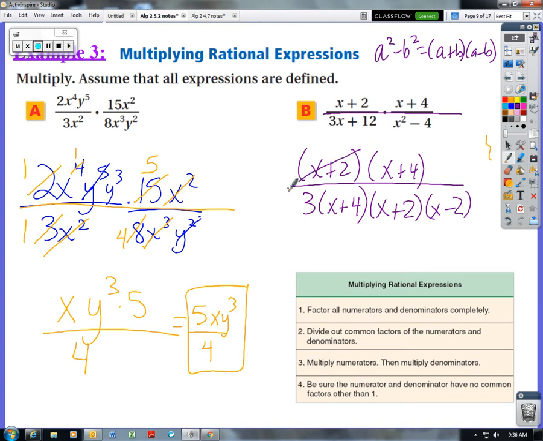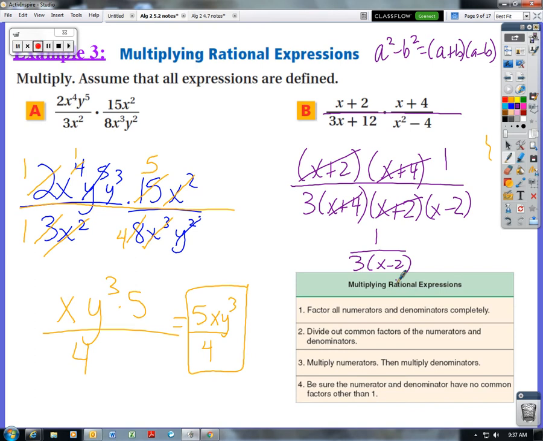The x plus 2's will cancel. The x plus 4's will cancel. And what are we left with on top? There is something there. There's a 1. So I still have a 1 on top, and there's a 3 down there, and there's still an x minus 2 down there. And we're multiplying those together. You can just leave it like that. You don't have to distribute the 3.